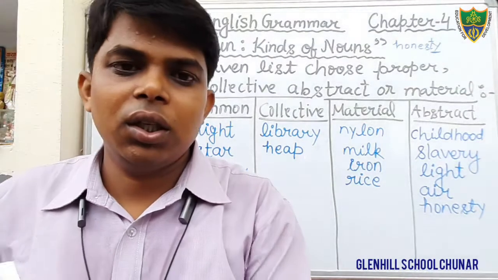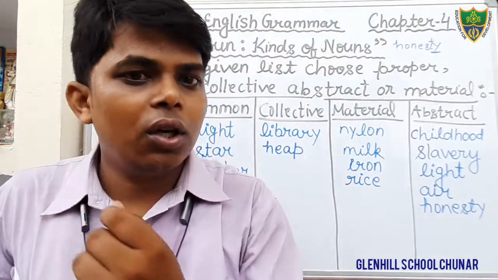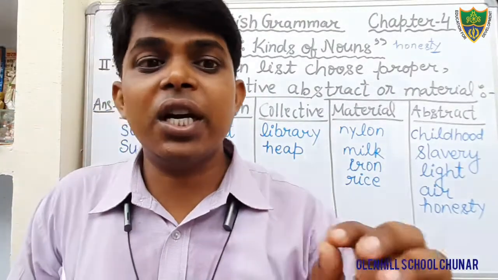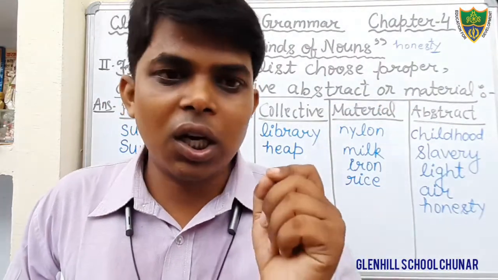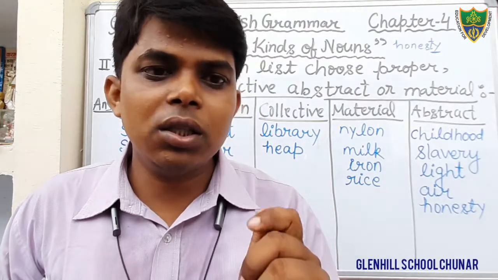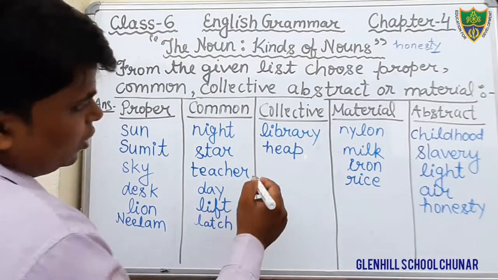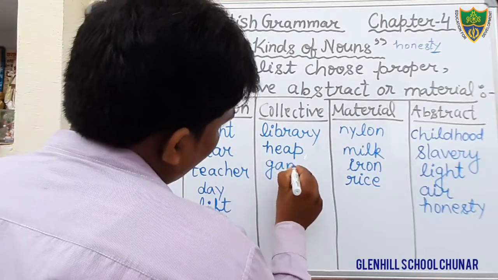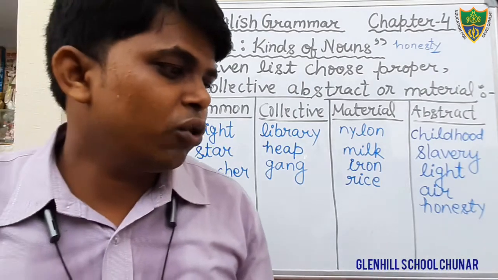Gang. Gang denotes the collection of people. We generally say gang of robbers. So here the word gang denotes the collection of some persons. That is, the word gang is collective noun. So here in the column of collective noun, you will write the word gang. Okay students, so just write down the word gang in the category of collective nouns. Come to the next question.